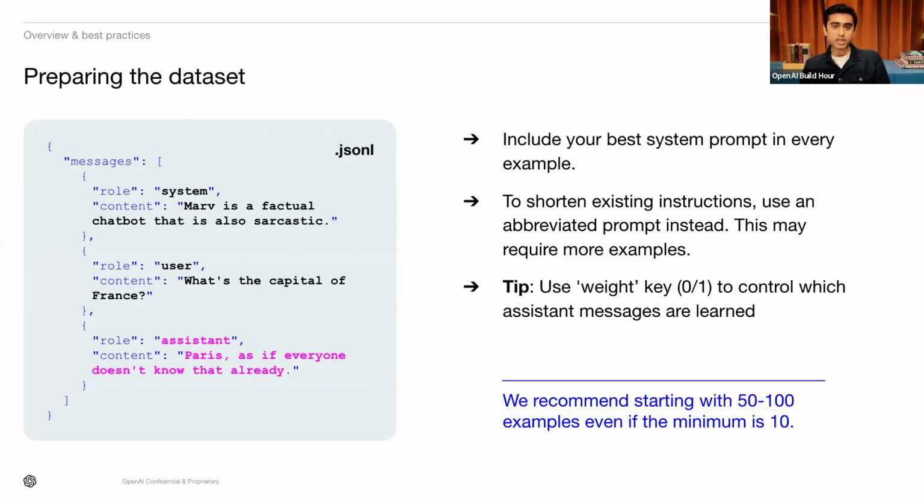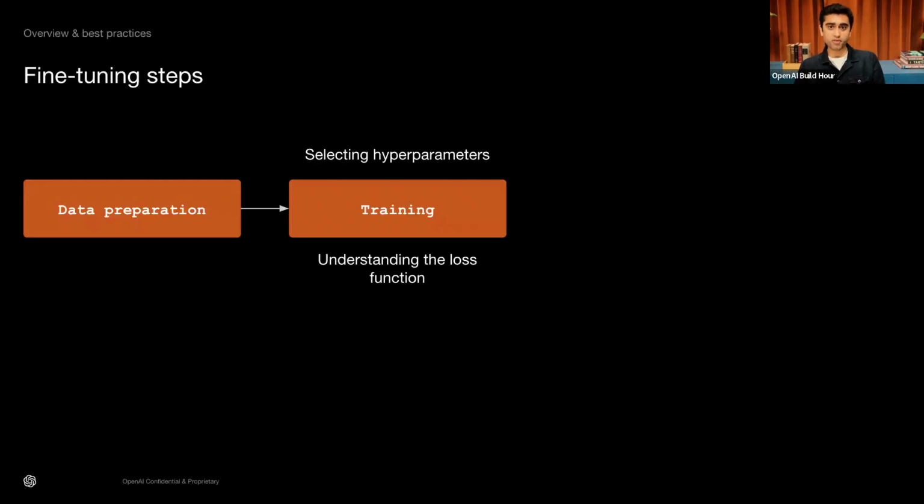The key here is really starting with a smaller amount of high-quality fine-tuning data that is more effective than a larger amount of low-quality data. And we typically recommend starting with 50 to 100 examples, seeing how it performs, and then depending on that, scaling the number of training examples.